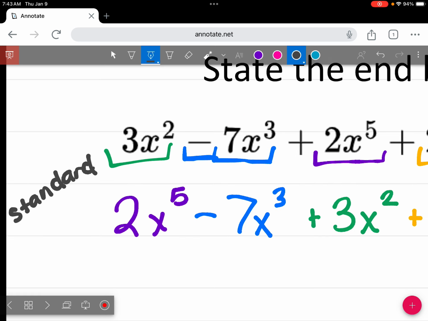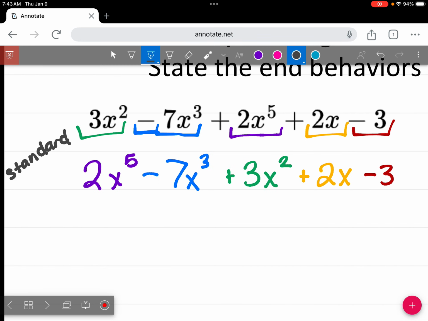It genuinely does not matter if you do your standard form first or find your degree first. The only benefit of doing standard form first is that if we've done it correctly, this guy should be your boss term. This one's the one in charge. This is going to be our leading coefficient and our term with the highest degree, so that'll be the degree of our polynomial. You can find the degree of each of the terms and find your biggest that way, or we can put it in standard form and say this guy's the one in charge. This is our boss piece.